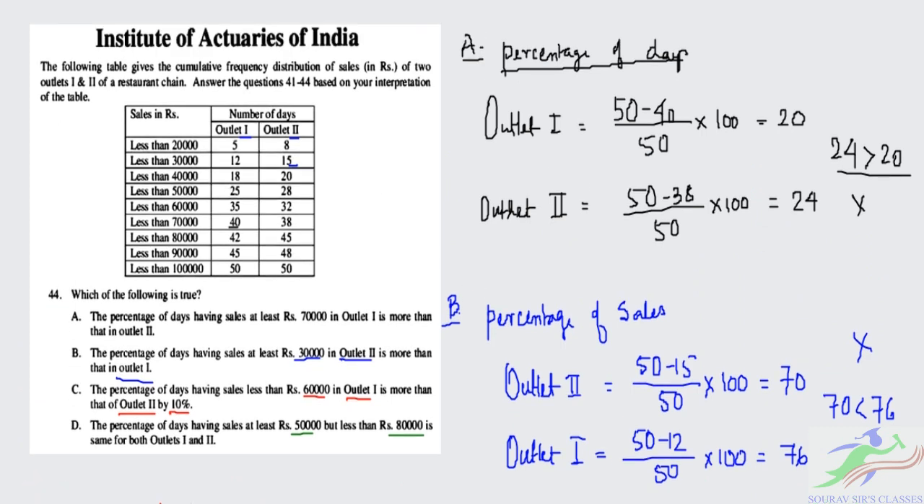So the percentage of days having sales at least 50,000 but less than 80,000 is the same for both outlet 1 and outlet 2. So for question number 44 the correct option is D. So with this, this is the first question based on data interpretation. In the next video we will continue with question number 45. See you in the next video.